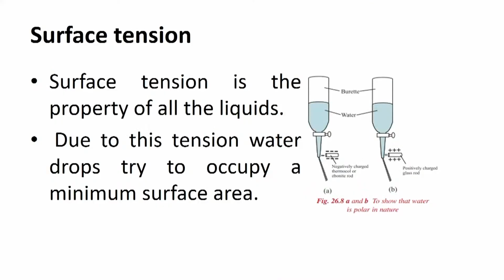Next is surface tension, which is a property of all liquids. Due to surface tension, a water drop tries to occupy a minimum surface area. Hence, water droplets always tend to take the shape of a sphere. The tension exerted by molecules of water present on the surface layer is known as surface tension. We can also discuss an activity for this.